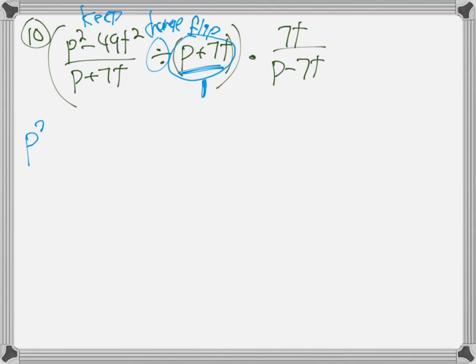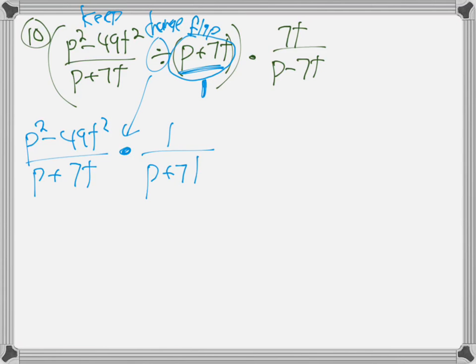So keep it. So p squared minus 49t squared times, change to times, right? And then flip. And then the other part. All right, so now we're to here. Now what do we do?